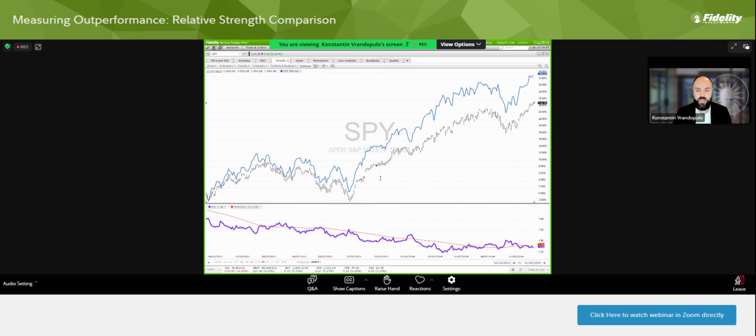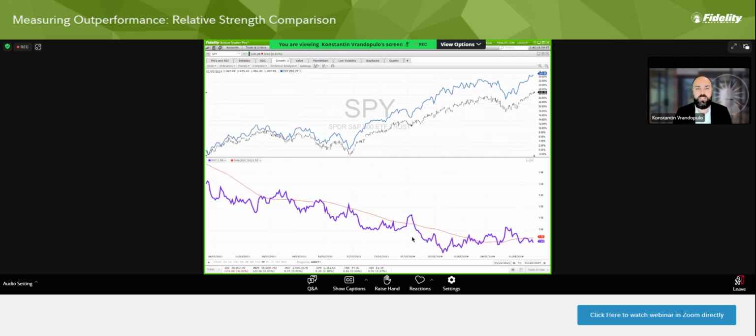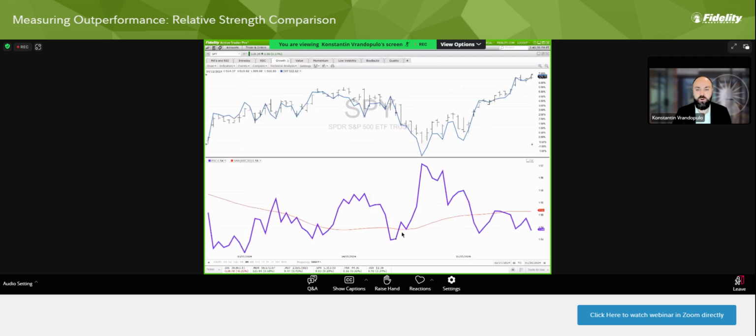Let's take a look. So on this time frame over the past year, you can see that the blue line is above the dashed line, right? So growth is clearly outperforming the broad-based index. You can zoom in into a shorter time frame and see what's been going on.